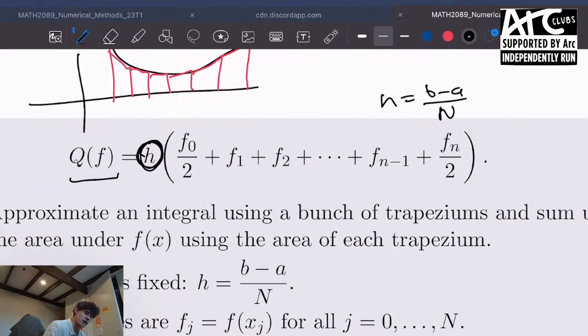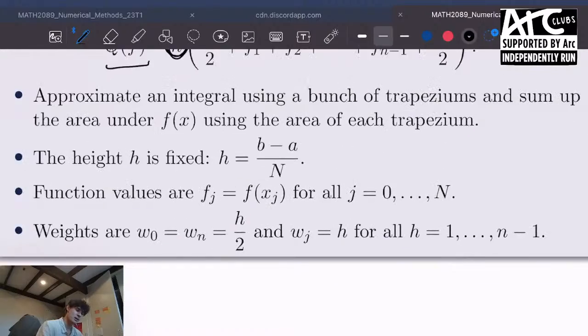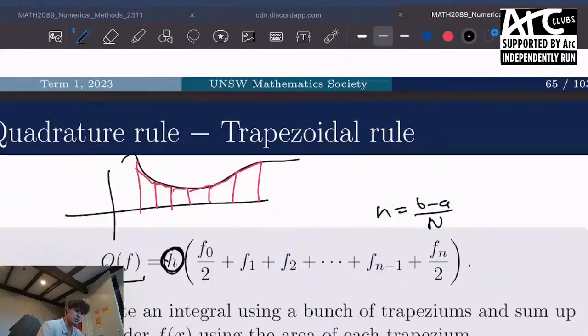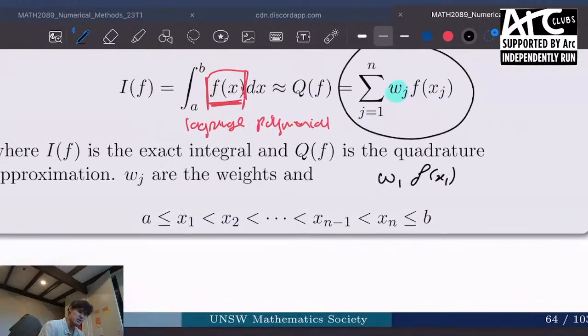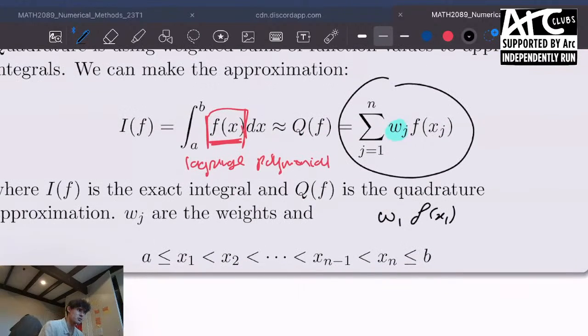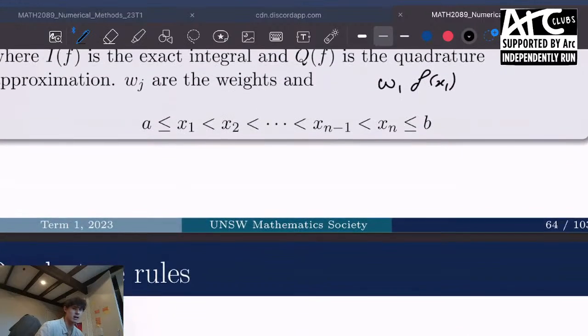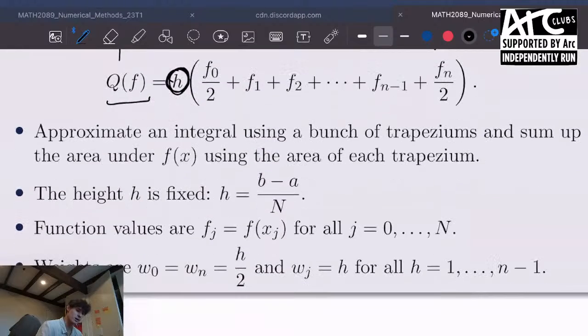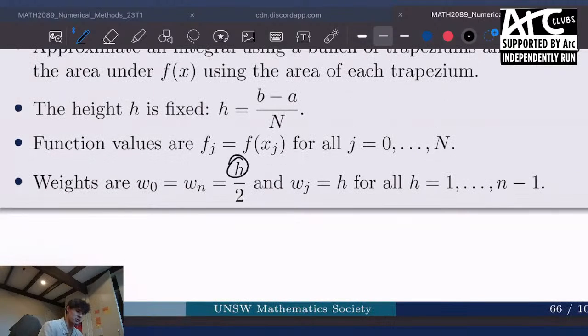And then we have f naught, that's the original function value, divided by 2, plus the sum of all the other function values, plus fn divided by 2. Now, in terms of our original definition of quadrature, in terms of weights, essentially what we're saying is that the first weight is half, the last weight is half, and all the other weights are just equal to 1. Except we have that h sort of factored out to the front.